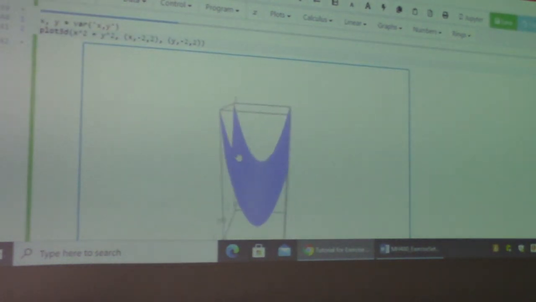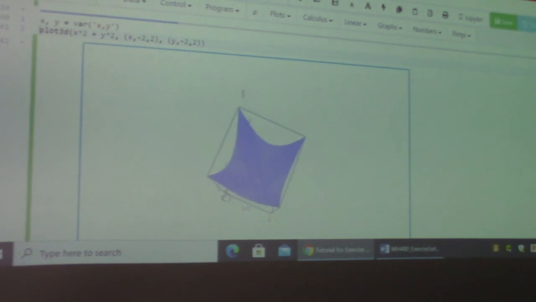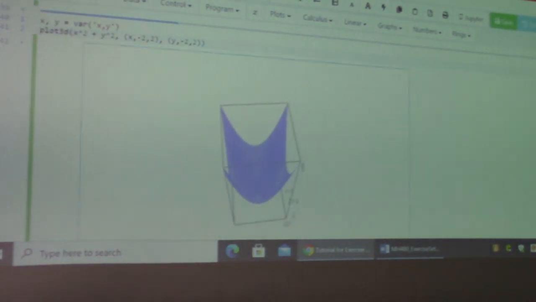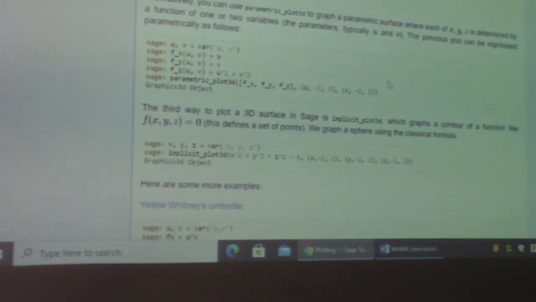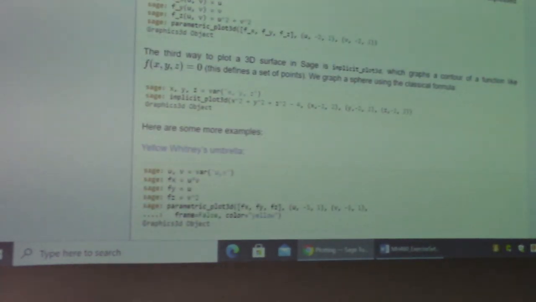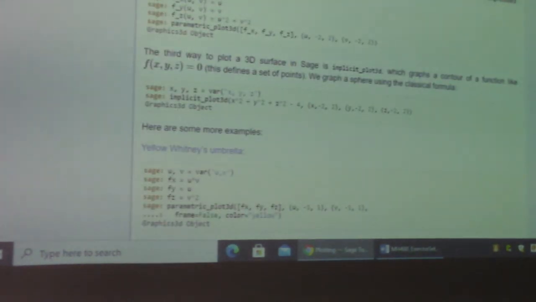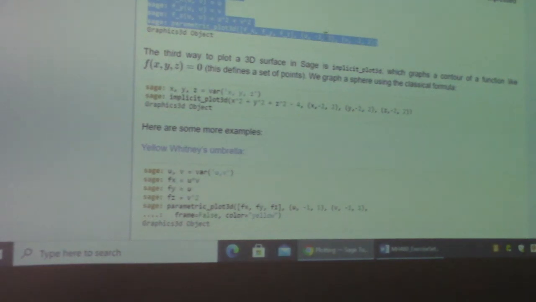Yeah, look at that. Paraboloid. Fancy pants. Let's see here, what else can we do? Did you see it? We can also do parametric plots. Let's see here. I see. I wish we could make it more like a wireframe or something.